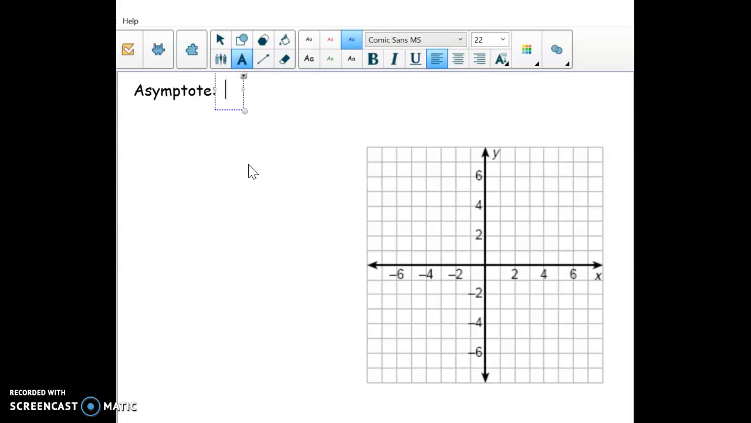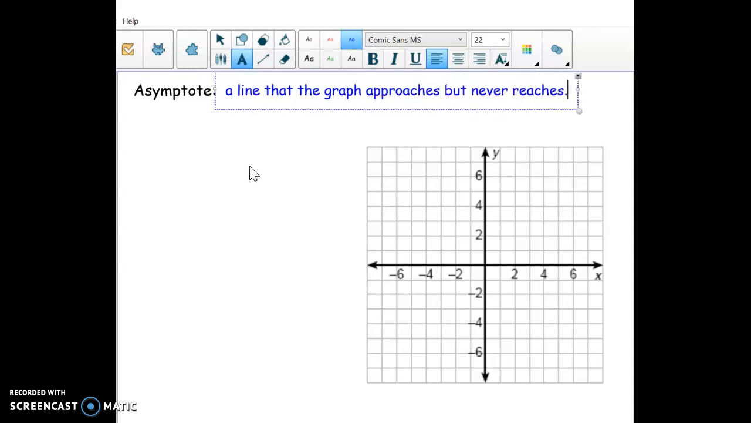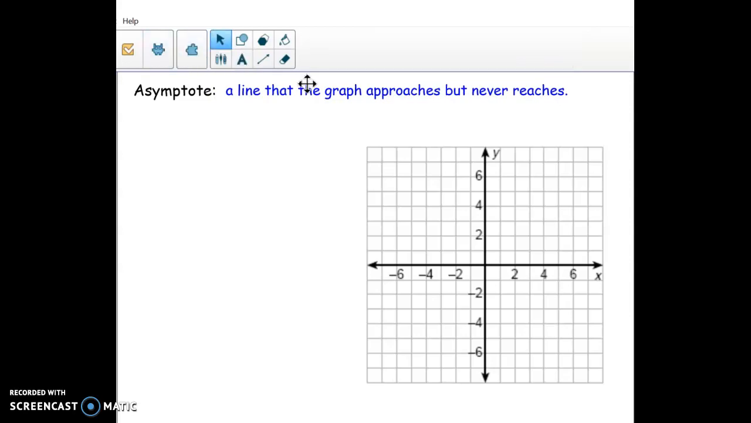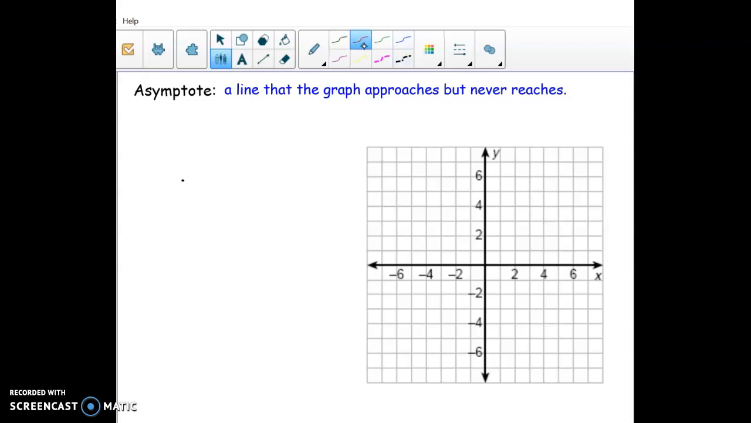Anyway, so an asymptote is a line that the graph approaches but never reaches. Okay, so I think of this as like Mr. Westphal's dream of dunking a basketball. In college, I got close and close and close to dunking it, but I never was able to actually dunk a basketball.